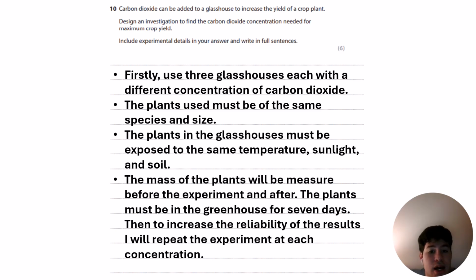The plants in the greenhouse must be exposed to the same temperature, sunlight, and soil because soil provides nutrients, so they must have the same amount of nutrients. Okay? The mass of the plants will be measured before and after the experiment so that you can see the different results and you can make some comparisons. The plants must be in the greenhouse for 7 days. It's always important to state the time. You have to always state the time.